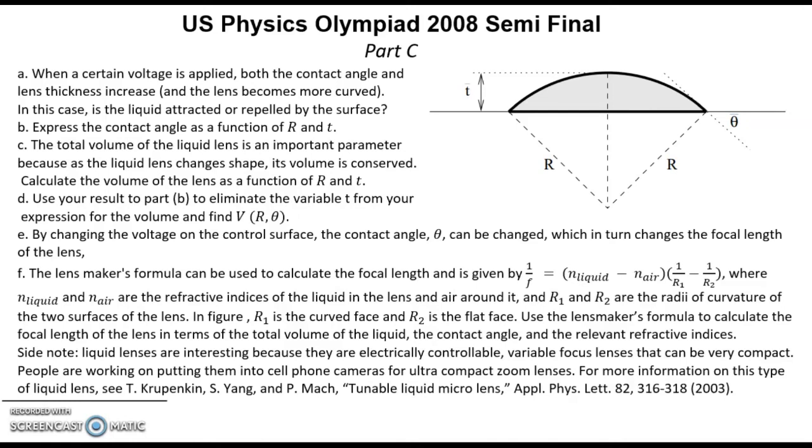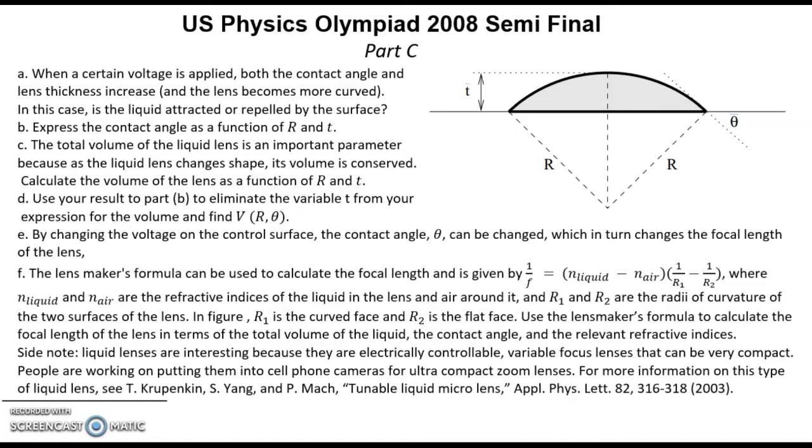Question A. When a certain voltage is applied, both the contact angle and the lens thickness increase and the lens become more curved. In this case, is the liquid attracted or repelled by the surface? Question B. Express the contact angle as a function of radius r and thickness t. C. The total volume of the liquid lens is an important parameter because as the liquid lens changes shape, its volume is conserved. Calculate the volume of the lens as a function of the radius and the thickness t.